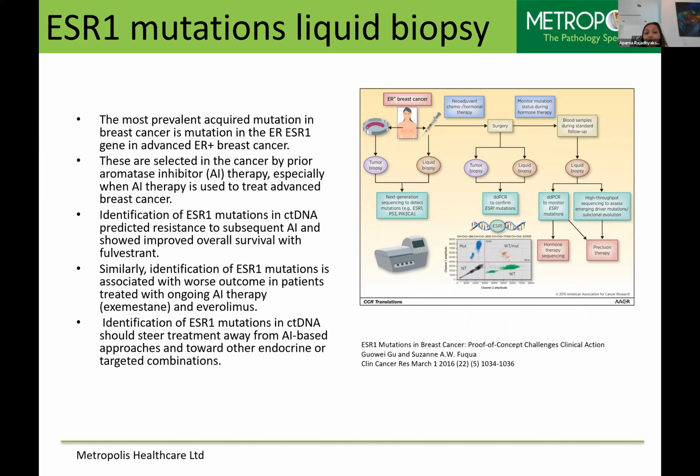ESR1, as we talked about, is relevant to the aromatase inhibitor, and we capture it through the acquired mutations when we are giving therapy. An ESR1 mutation is associated with worse outcomes in patients treated with ongoing aromatase inhibitors. If you have the mutation, it predicts resistance to these, so you may want to consider other treatment options available.